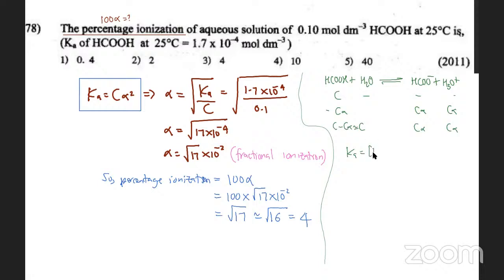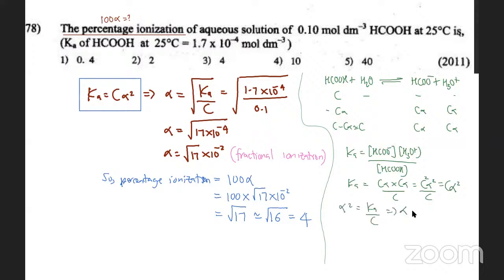We know Ka is equal to HCOO minus concentration into H3O plus concentration divided by HCOOH concentration. Ka is equal to C alpha times C alpha over C, which is C alpha squared, in case you forget. Then alpha squared is Ka over C, which means alpha is equal to the square root of Ka over C.